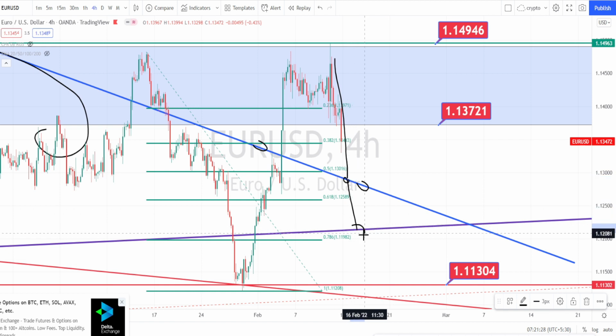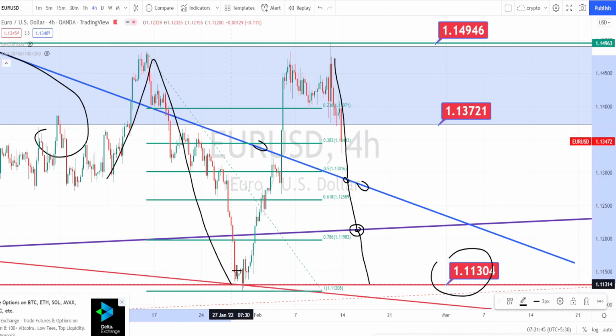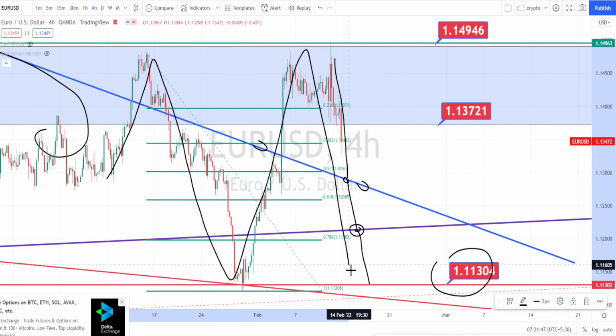And we have also higher time frame support line running over here. It has to break this support line also to go and test the higher time frame support level of 1.11. But overall, when we look at the price action, it is in a sideways market and range bound.